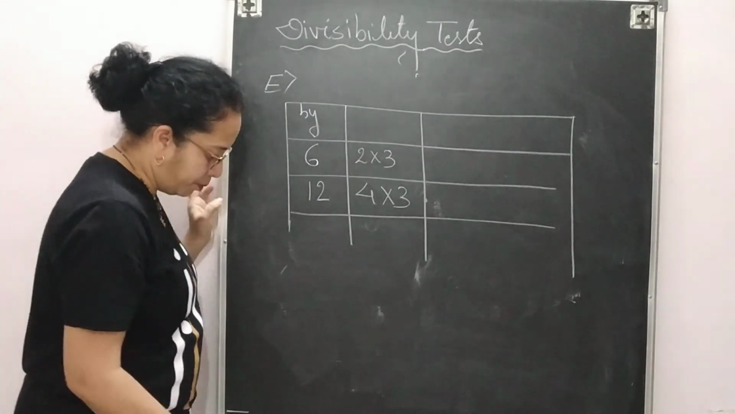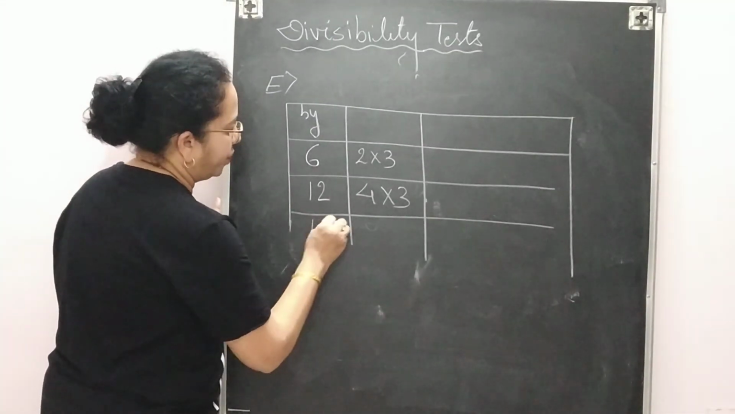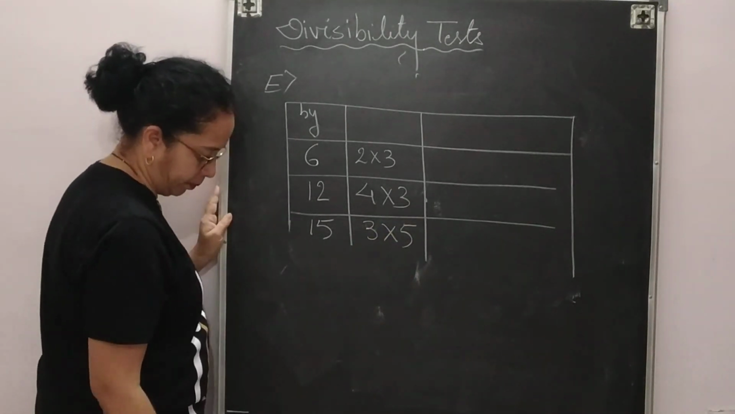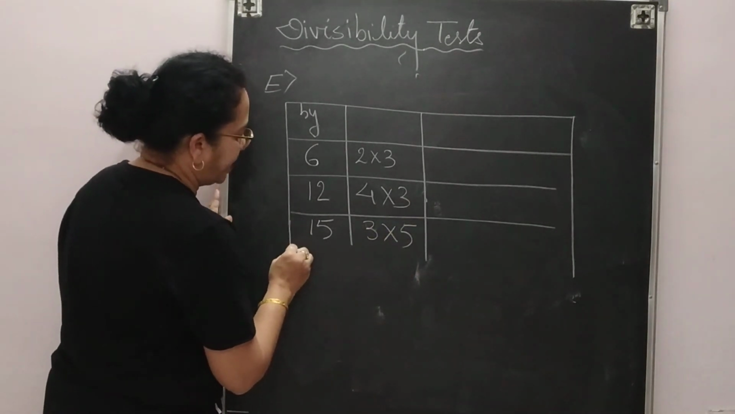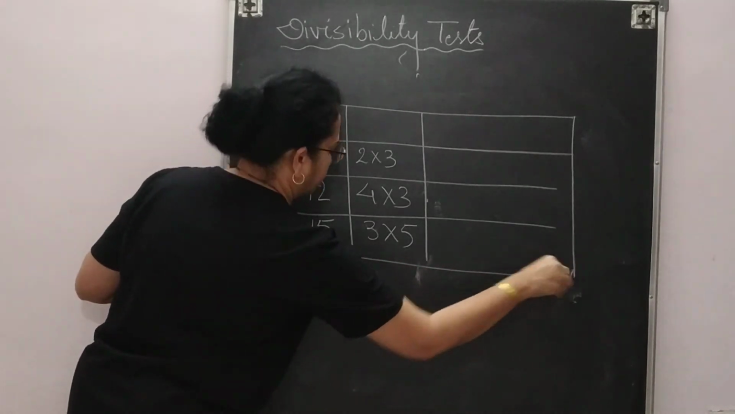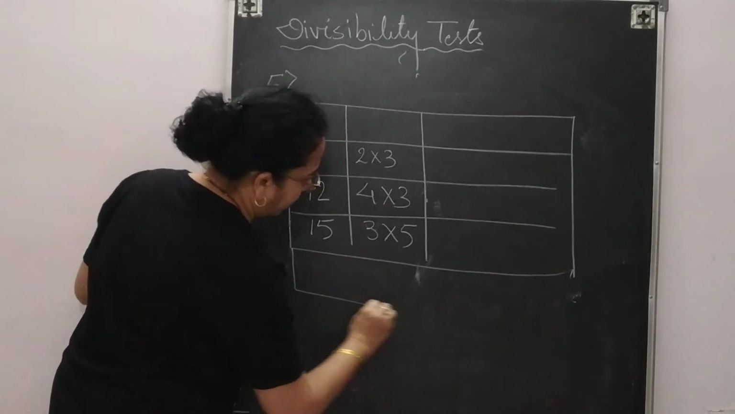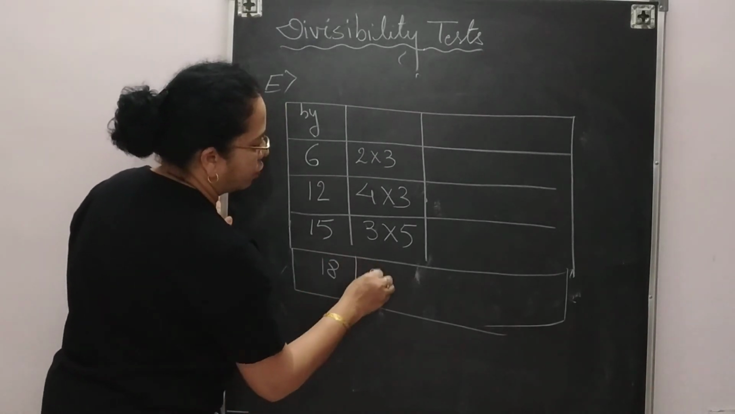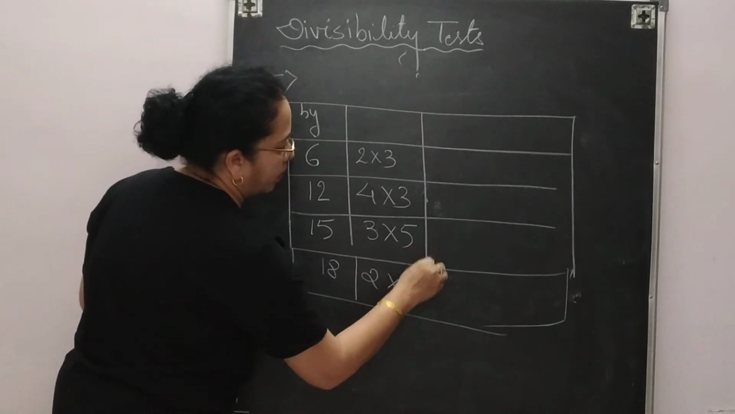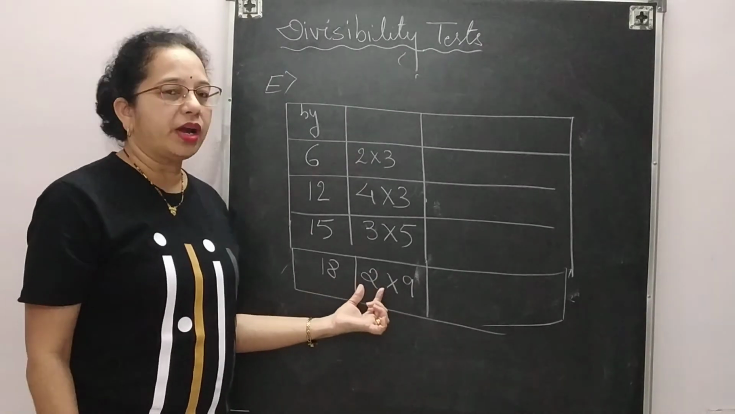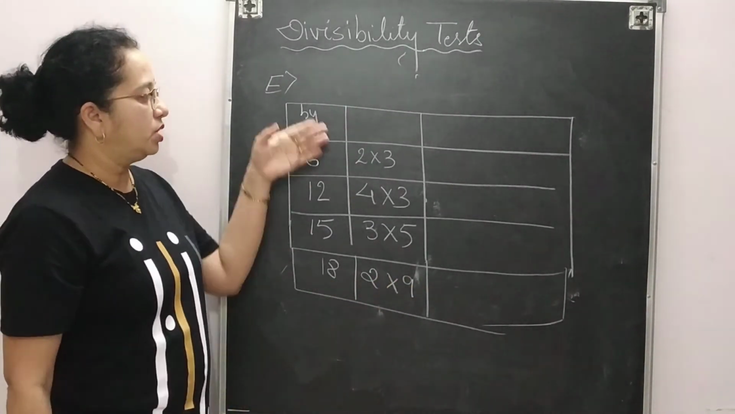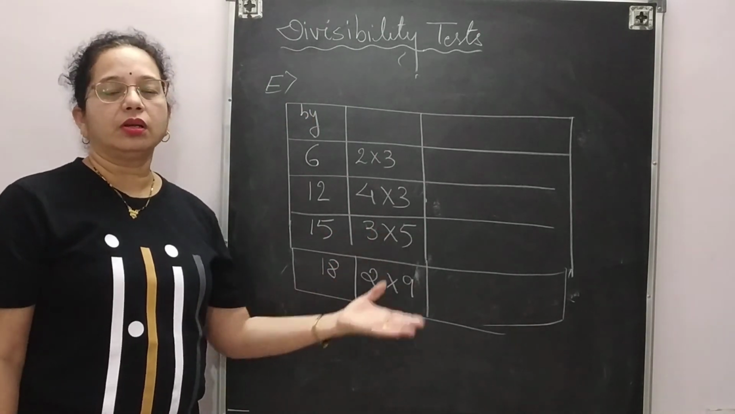So this is the way we can take composite numbers, even 15. How can you take 15? 3 fives are 15. Suppose 18 is there, not 19. 19 is a prime number. So suppose 18 is there, what are the co-primes? 2 into 9. So this is the way we will check by 2 and we will check by 9 also. This is the way we continue for the next number.